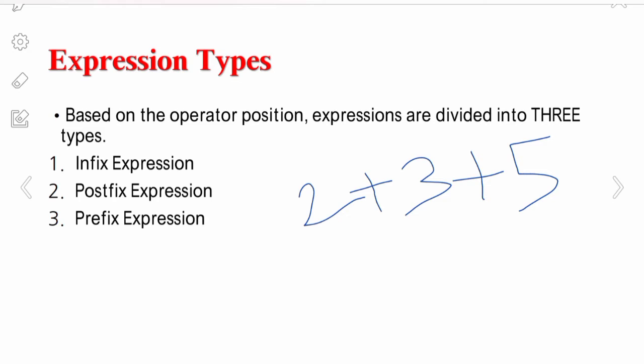For addition and subtraction the associativity is left to right. So we start evaluating from left to right. First we solve 2 plus 3, that is 5, and then 5 plus 5 is 10. So the answer will be 10, right? Like this we solve expressions with same-priority operators using the associativity. I will give a link below with more details about operator precedence and associativity.